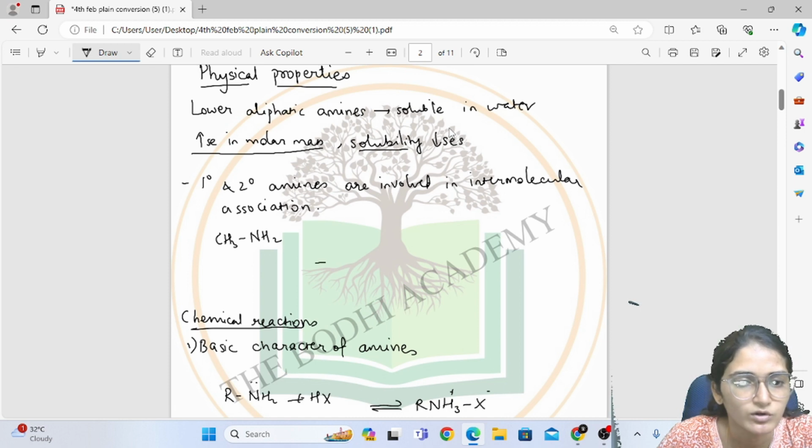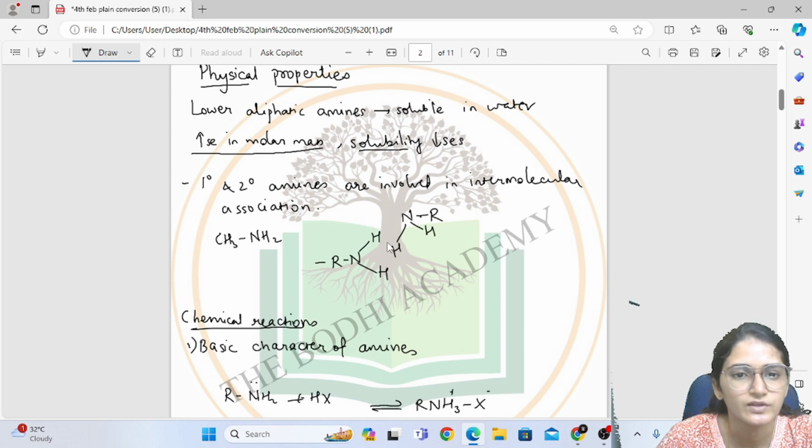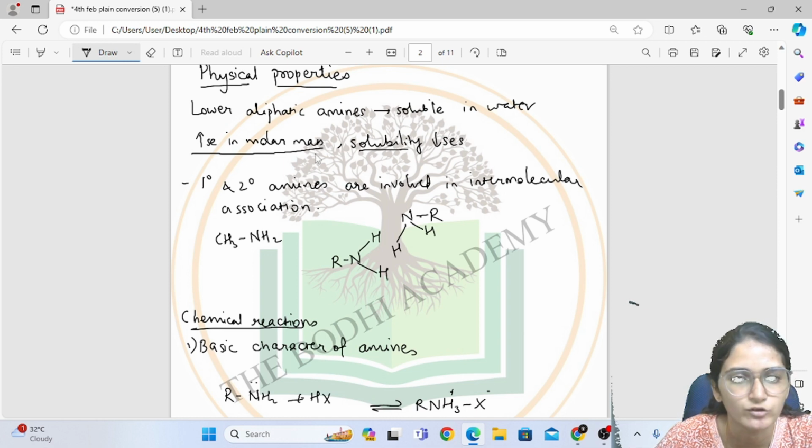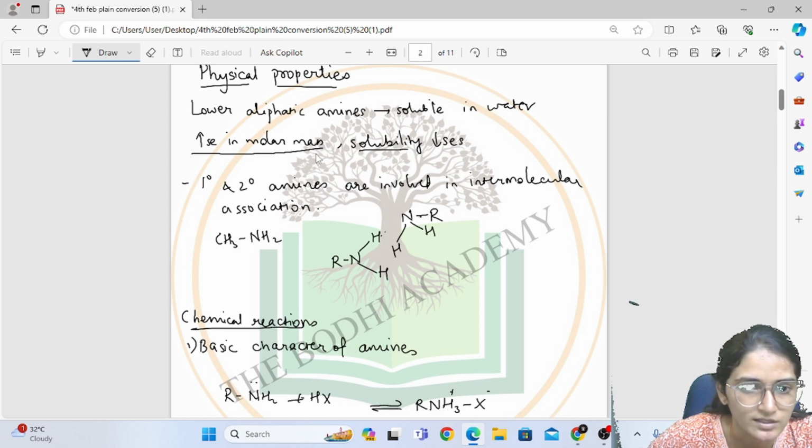Let us see what this intermolecular association is. If I have this particular group, this is a primary amine. One more primary amine I will draw here. If this is one primary amine and this is another primary amine, you can see that there is hydrogen bonding between the nitrogen of one amine and the hydrogen of another amine. This type of bonding we can see here.